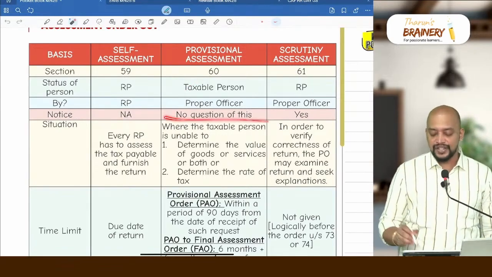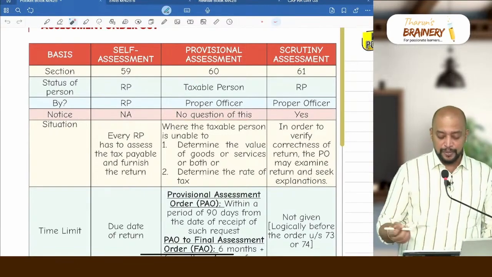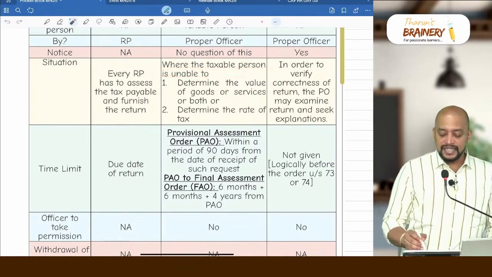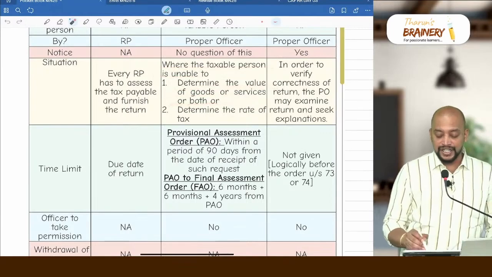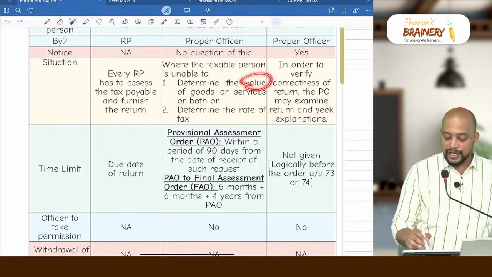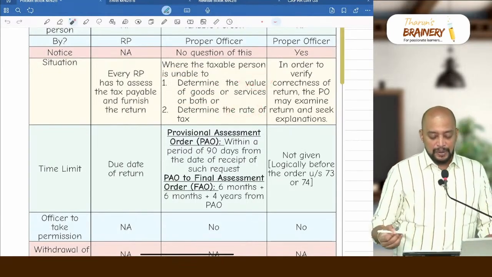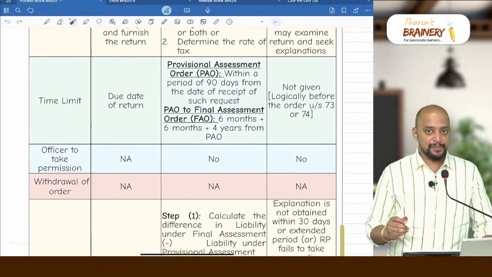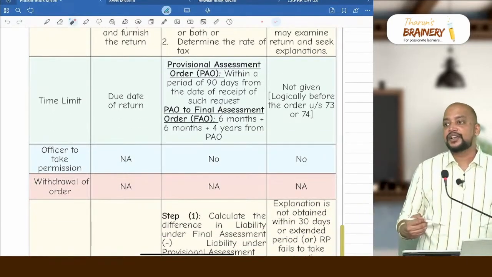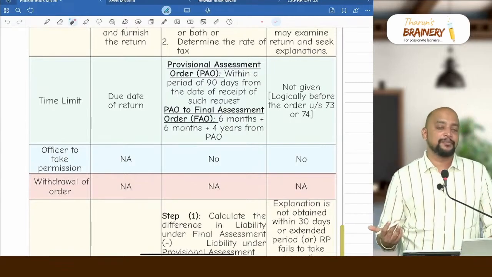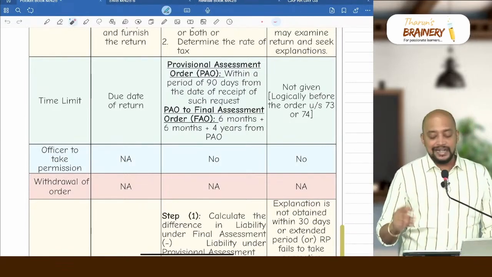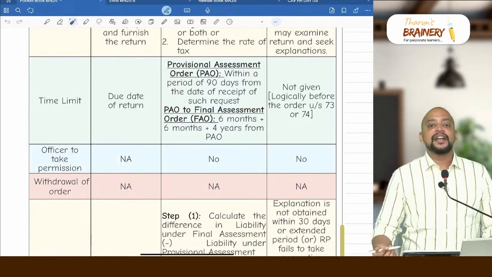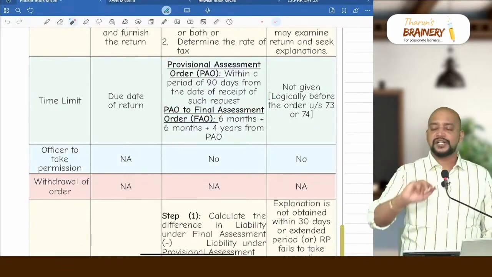Notice, there is no question of this because we are only making an application for provisional assessment. What is the situation? Where the taxable person is unable to determine the value of goods or service, or both, or determine the rate. Unable to determine the value or unable to determine the rate, then they will go for provisional assessment. What is the time limit? The provisional assessment order should be passed within 90 days from the date of receipt of such request. Whenever we make an application for provisional assessment, within 90 days they need to pass the provisional assessment order, and thereafter the final assessment order.